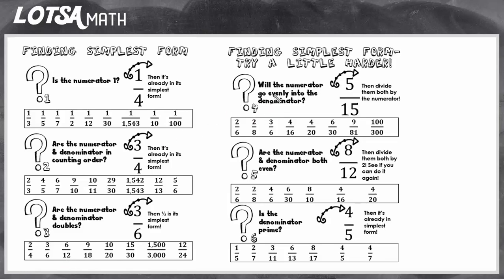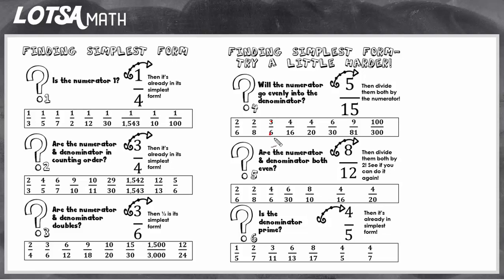So the fourth one asks, will the numerator go evenly into the denominator? So will 5 go into 15? If the answer is yes, then you can just divide them both by the numerator. So for 2/6, since 2 goes into 6, you can divide them both by 2. 2/8, you can divide them both by 2. 3/6, since 3 goes into 6, you can divide them both by 3. And that's because if your numerator goes evenly into your denominator, it's a factor.